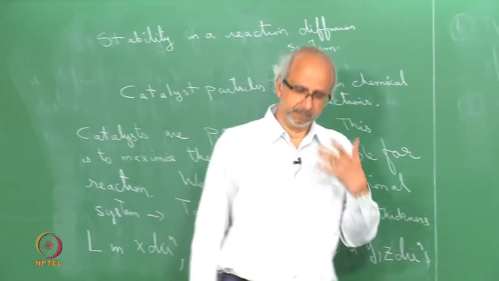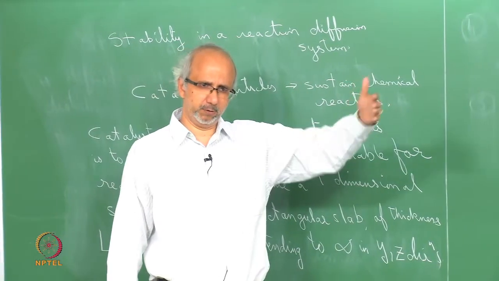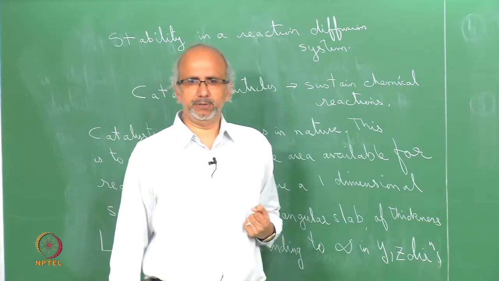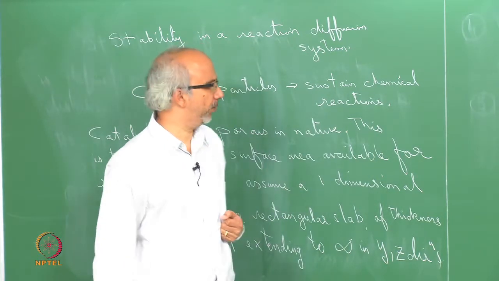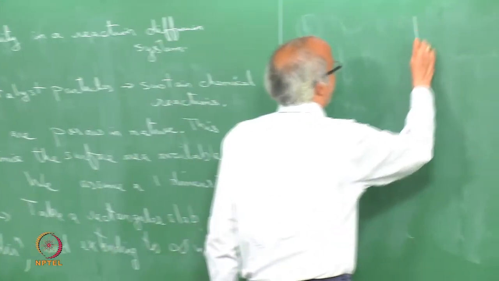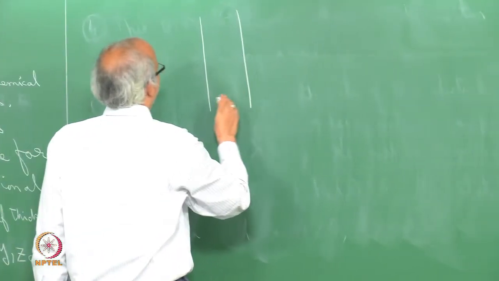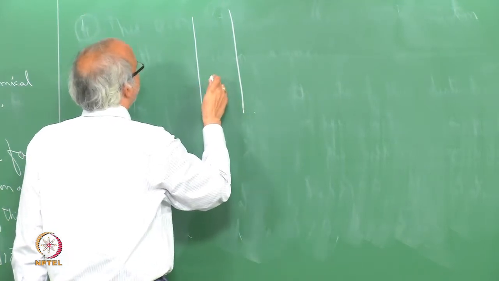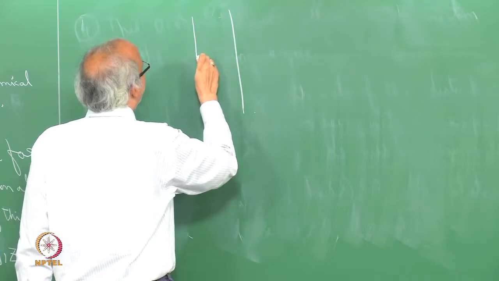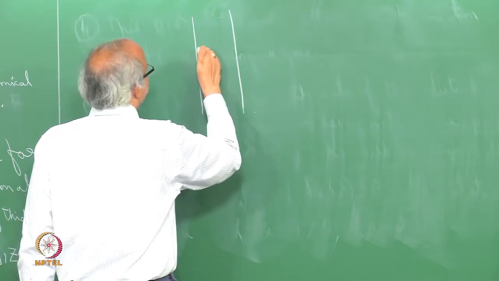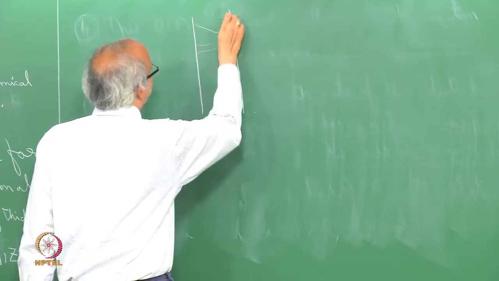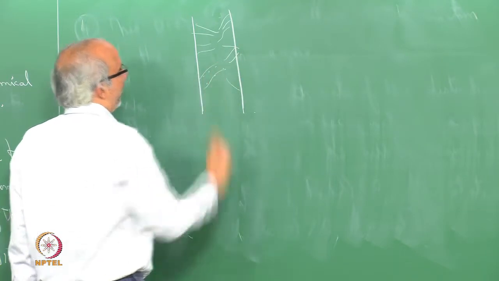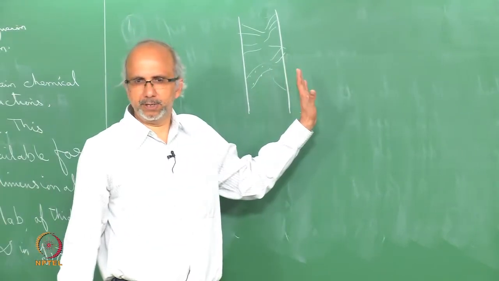What this helps me do is keep my life simple. I'm just going to worry about variations in the x direction. And since I'm talking about a stability problem, I want to worry about the time dependency as well. Now I'm just going to draw the slab here. Imagine this is porous, all kinds of pores all over the place. Some random network of pores will be there. And this is a porous solid.